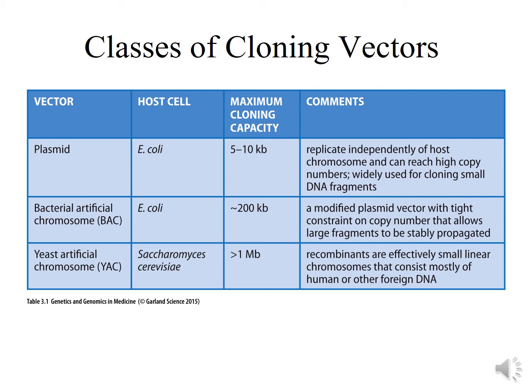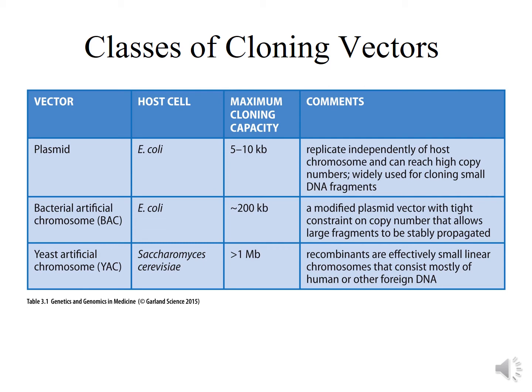The bacterial artificial chromosome, or BAC, again, is an E. coli host cell cloning vector. It has a very large maximum cloning capacity, and it has a very tight constraint on copy number that allows very large fragments to be stably propagated.